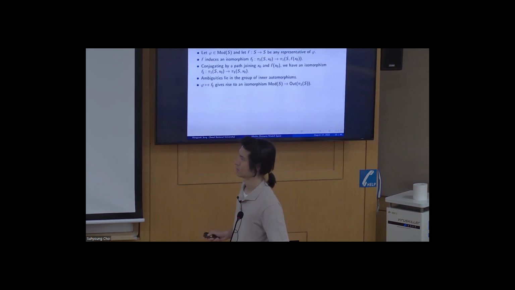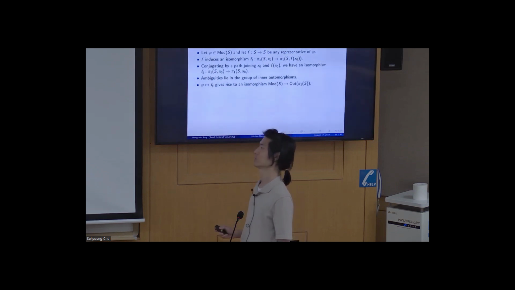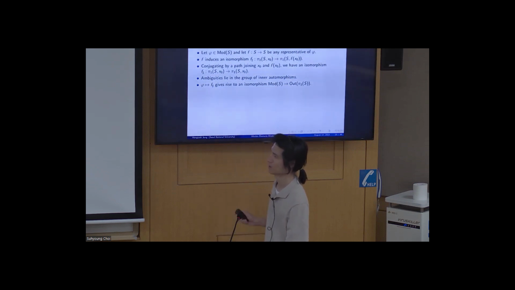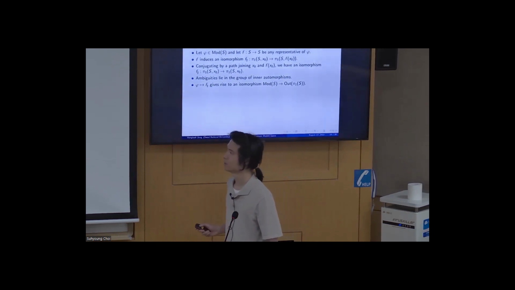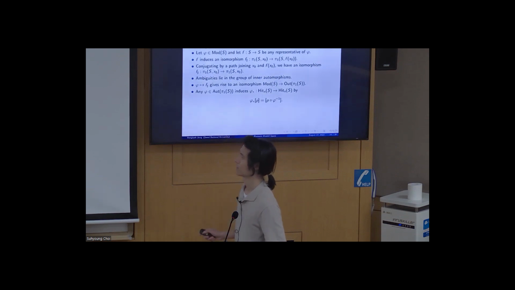So for a mapping class group element we made a choice, but the ambiguity is just in the inner automorphisms. So we have a well-defined homomorphism from the mapping class group into the outer automorphism group of the fundamental group. But this is actually an isomorphism. That's the theorem of Dehn, Nielsen and Baer. So we can identify our mapping class group with the outer automorphism group.